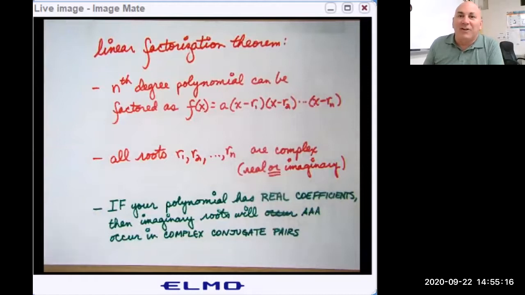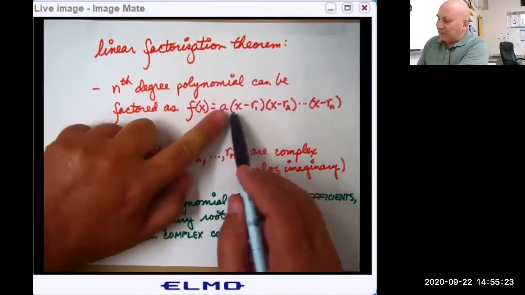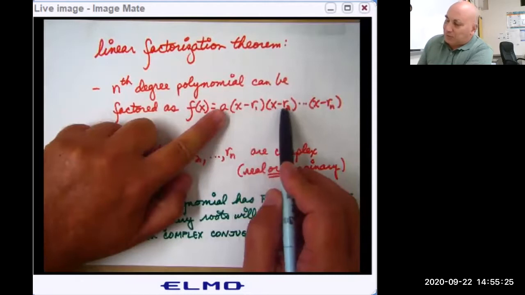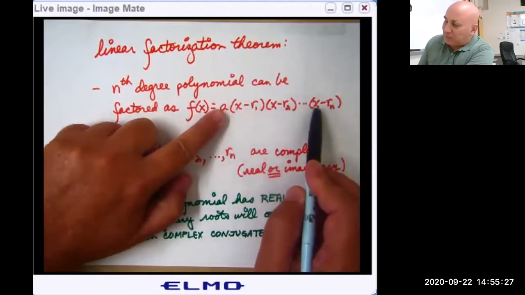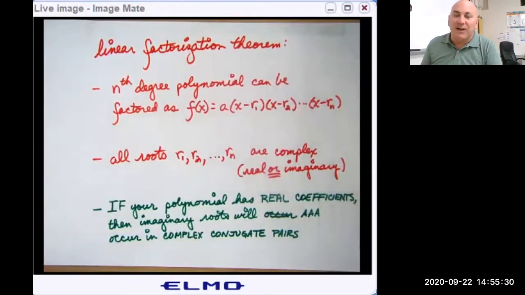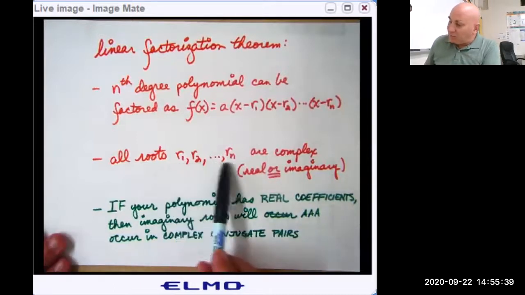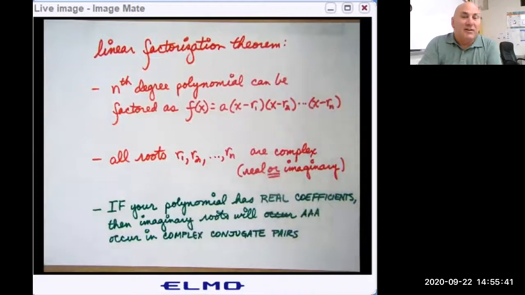So a polynomial that has 5 roots is going to be some constant times x minus root 1 times x minus root 2 times x minus root 3 times x minus root 4 times x minus root 5. That's the only way you can get a 5th degree polynomial. It's the only way. Now, all of those roots are complex. They may be real roots, imaginary roots, or some functions will have both real and imaginary.